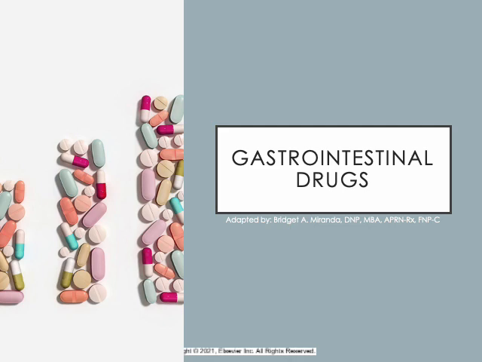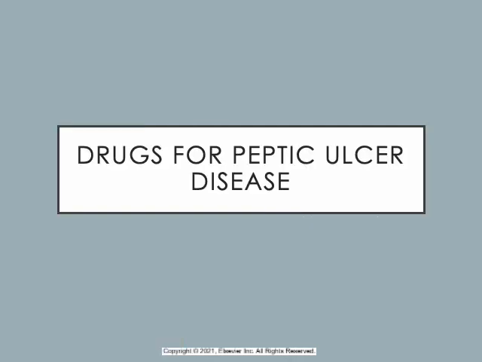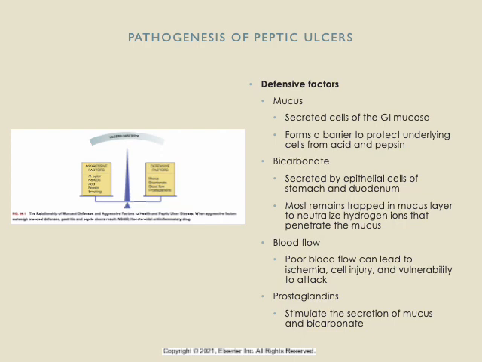This presentation is going to go over gastrointestinal drugs. First, we're going to talk about the drugs for peptic ulcer disease. First, let's talk about the pathogenesis of peptic ulcer. We have defensive factors and then we have aggressive factors. And peptic ulcer develops when there's an imbalance between the mucosal defensive factors and aggressive factors.